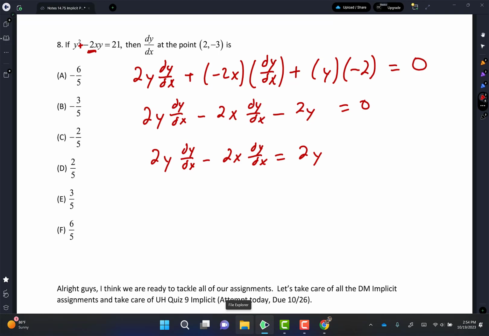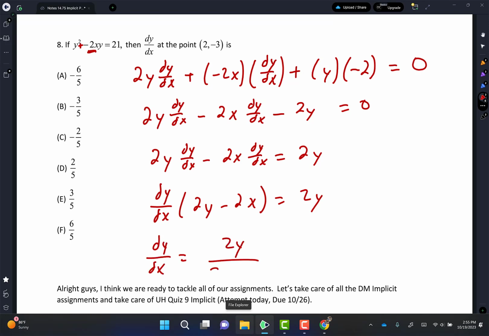Maybe you guys did that first. Factor out a dy dx. dy dx times (2y minus 2x) equals 2y. You can actually cancel one of the 2's, but we'll leave it for now. Divide: dy dx equals 2y over 2y minus 2x. I want to cancel the 2's. Are you guys okay with that? Okay, I factor out a 2 in the bottom. Cancel that.